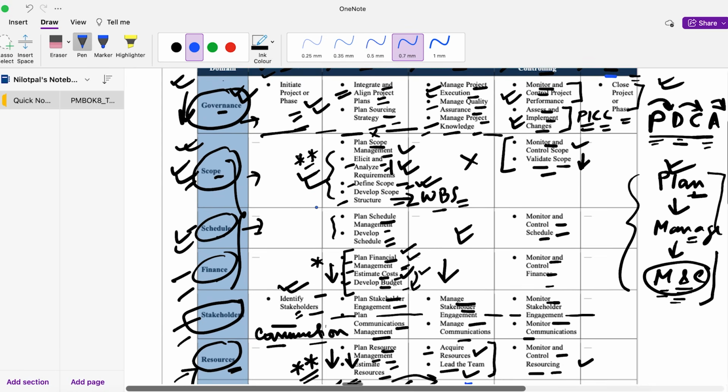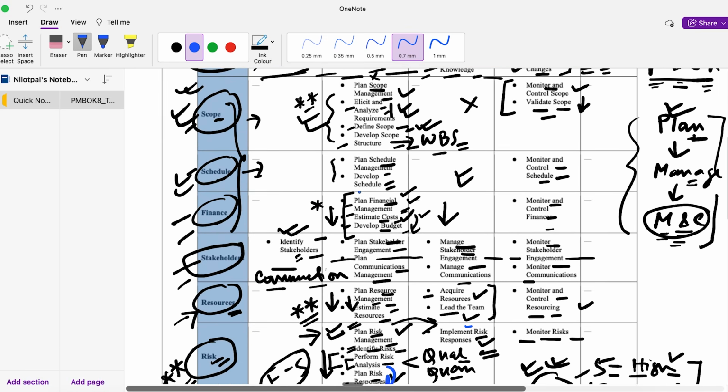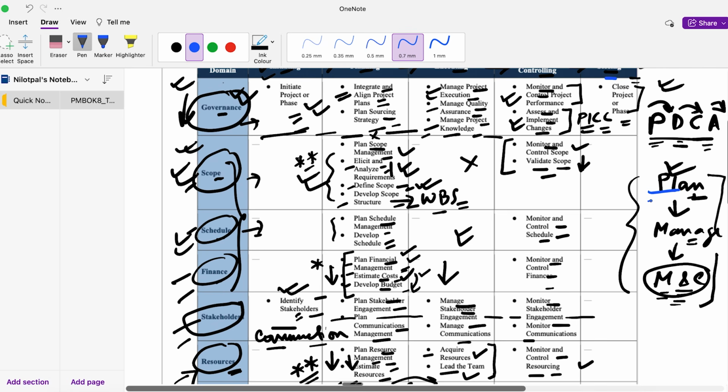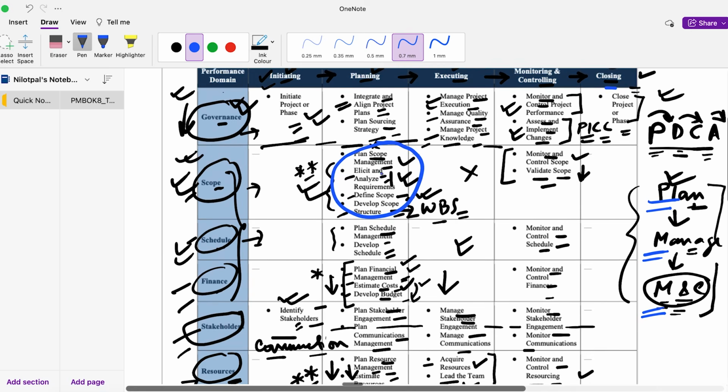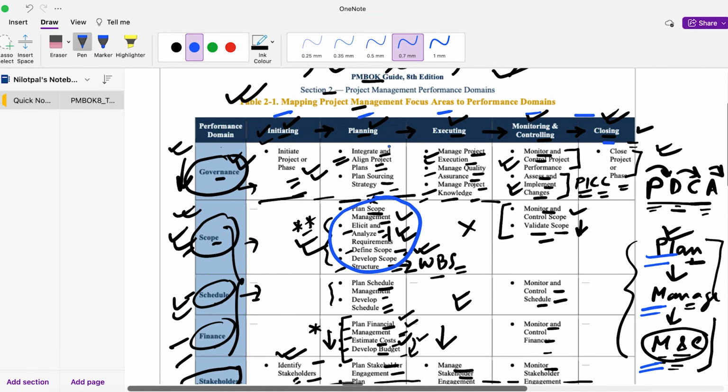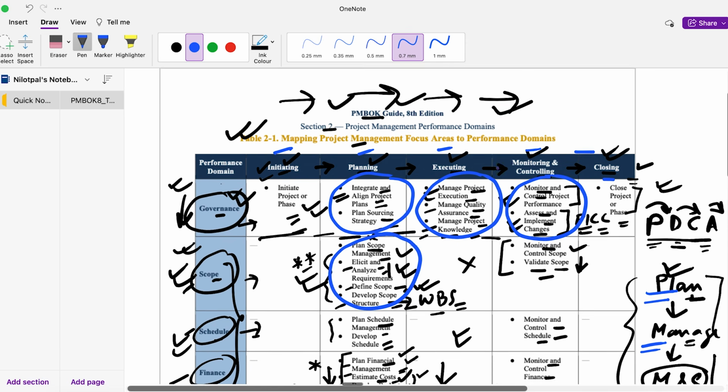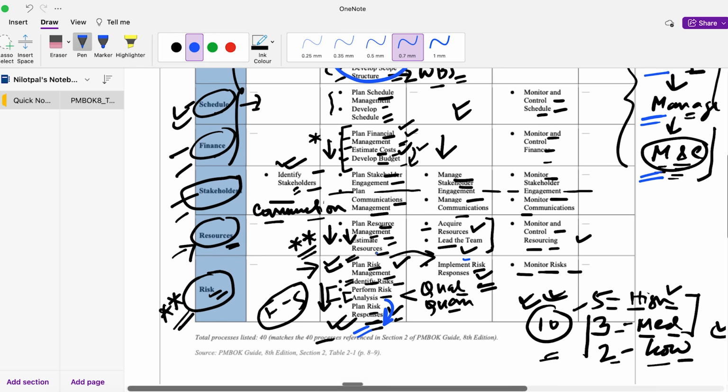And individually, we have also gone through the individual steps and learned that all of it follows this plan, manage, and monitor and control. Especially for scope, you have to learn that these are the few steps which you need to do as part of your scope planning. As part of your governance, you need to learn that these are the steps which you need to do as part of your governance activity. And most importantly, let's move on to risk. We have learned through an example how these finish to start relationships will be tested as part of your PMP exam through scenarios.